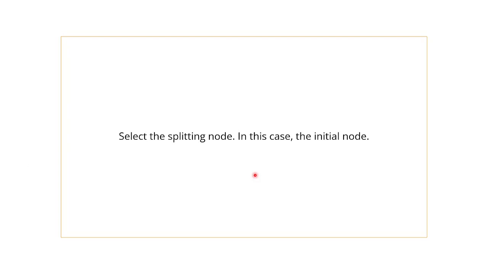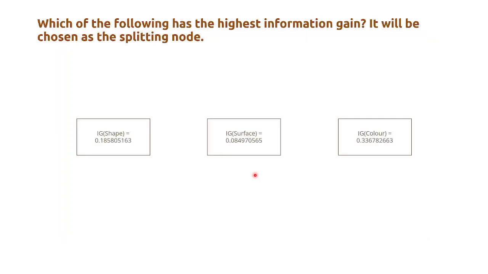Okay, now, since we have calculated the information gain of our features, we will now select the splitting node. In this case, it is our initial node because we have not started building our tree yet. So we have to select the initial node. Which of the following has the highest information gain? It will be chosen as the splitting node. So, anybody? Which one has the highest information gain? Is it the shape, surface, or color?